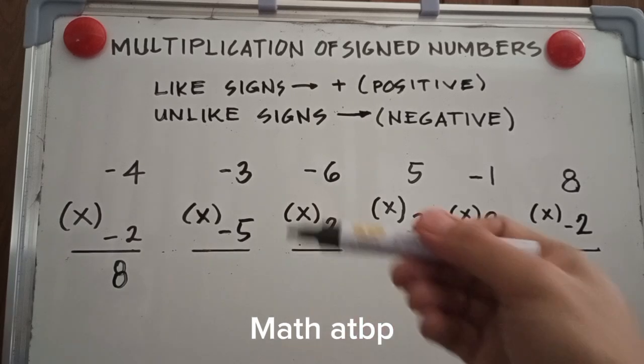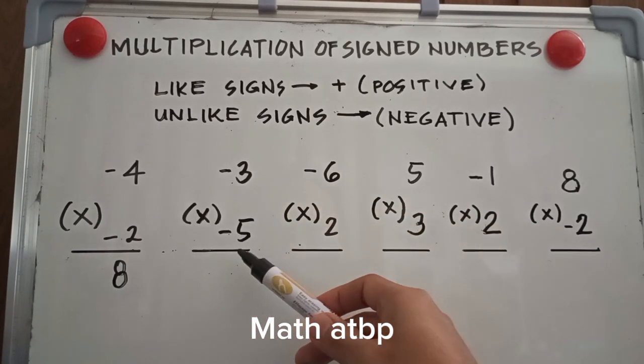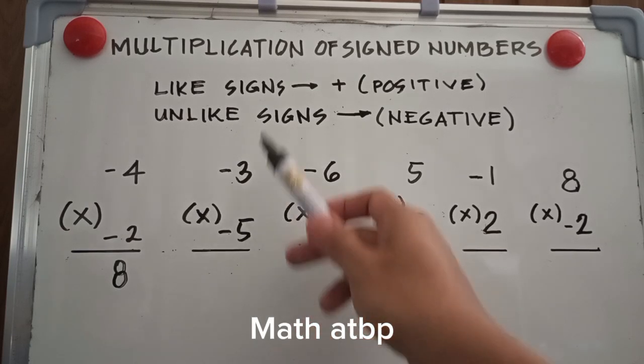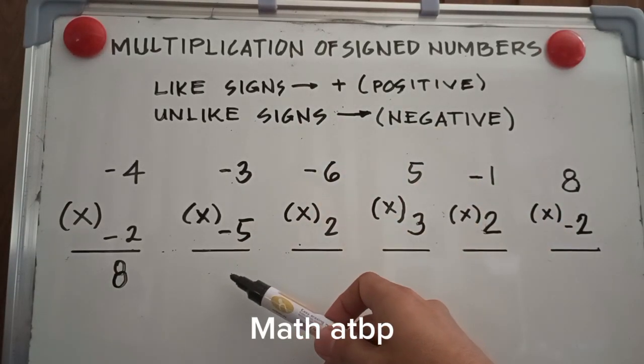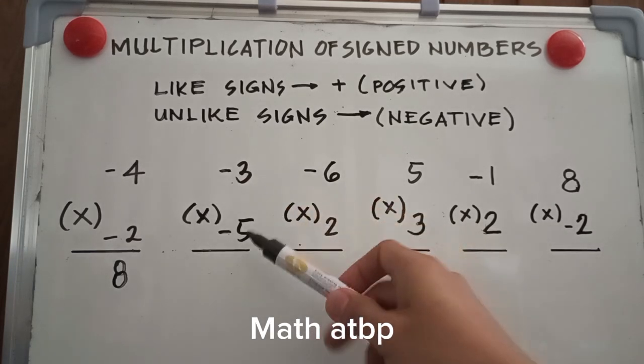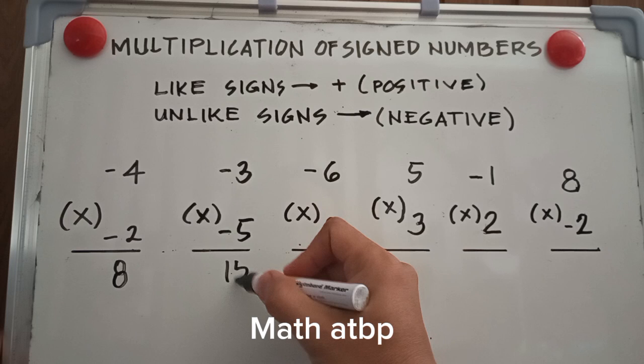Okay? Negative 3 times negative 5. They are both negative. Like signs is positive. Therefore, the answer must be positive. And then multiply. 3 times 5 is 15. Okay?